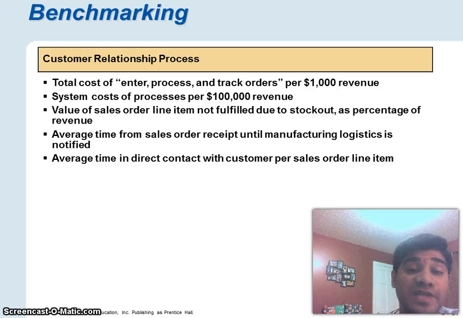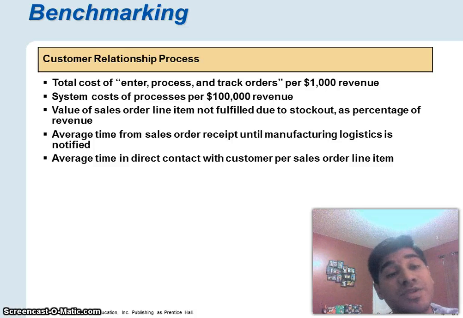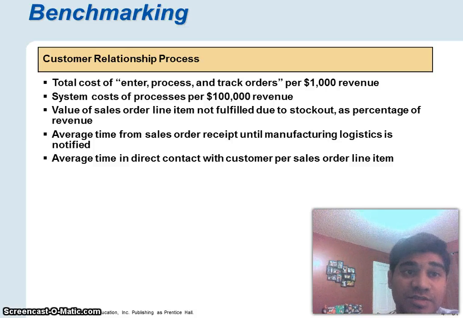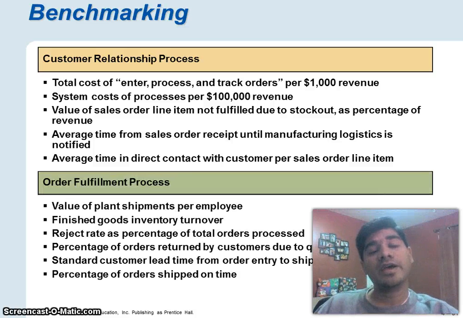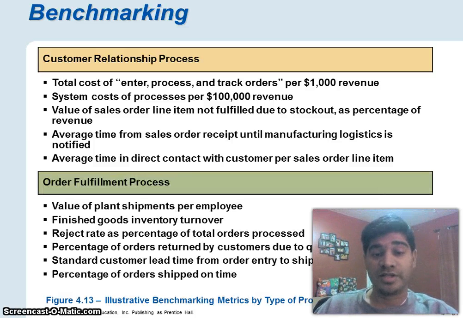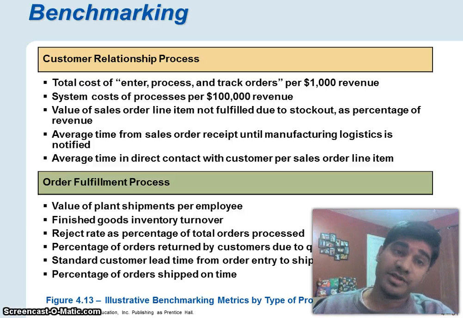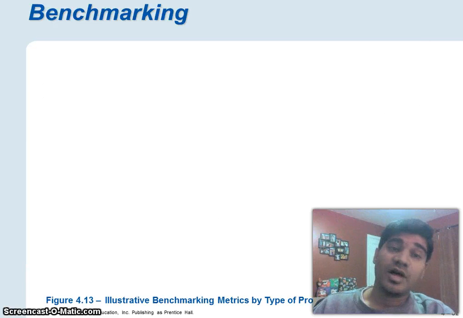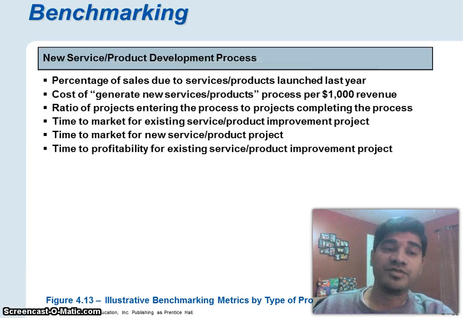You can have value of sales orders for every line item not fulfilled due to stock out. You can have average time, and so those are all examples of how a benchmark can be set up on a customer relationship process. On the other hand, you can have an auto fulfillment process, and these can also be set up as metrics, but for the auto fulfillment side. Now, I won't go through and list each and every one. This is for a new service or product development process. What are the different aspects and metrics that can be set up?